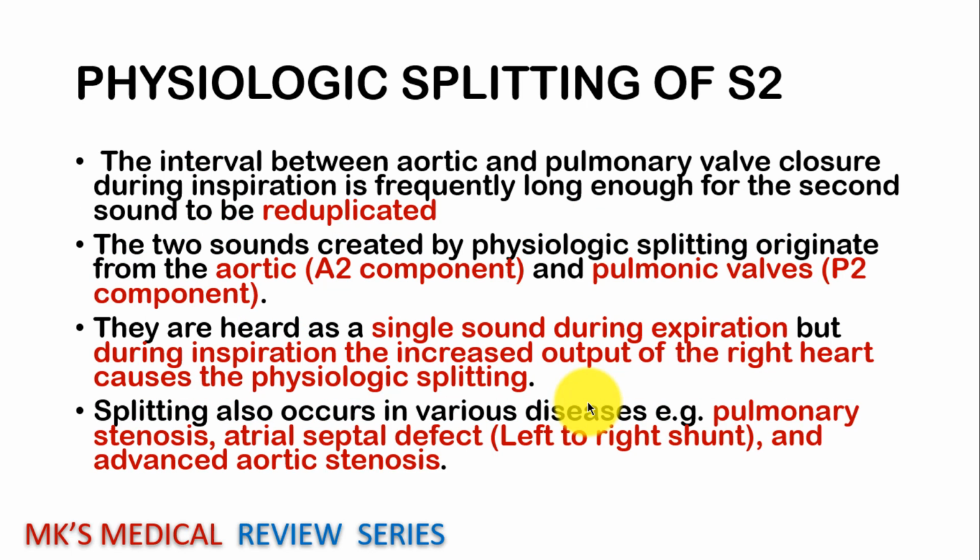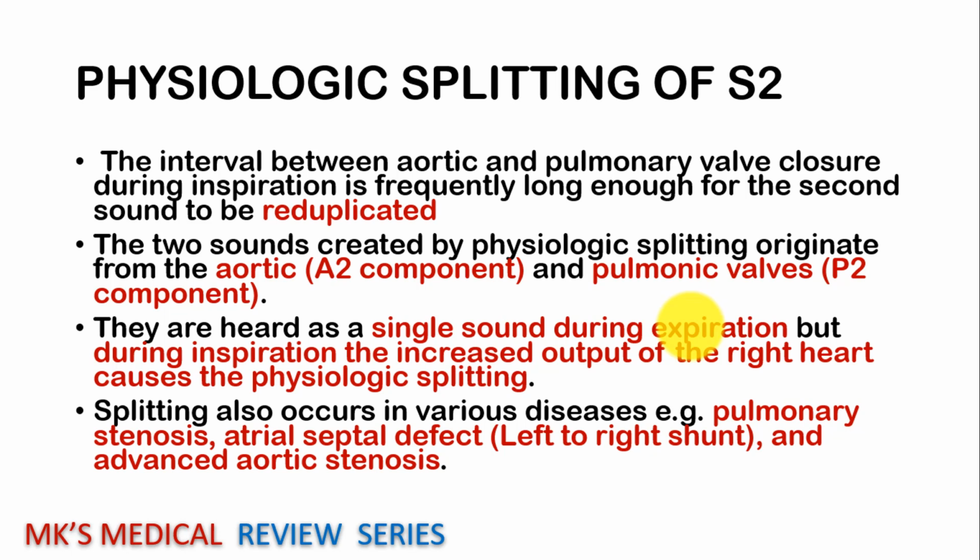Okay, so you may sometimes get physiological splitting of the second heart sound. So the interval between the aortic valve and the pulmonary valve closure during inspiration. So the second heart sound is going to be duplicated into two components. A first component, which is known as the aortic component, and a second component that's known as the pulmonic component. And when the person is expiring, the sound is actually heard as one. When the person inspires, there's going to be an increase in cardiac output. There's going to be an increase in the output from the right heart, so it's going to be physiological splitting.